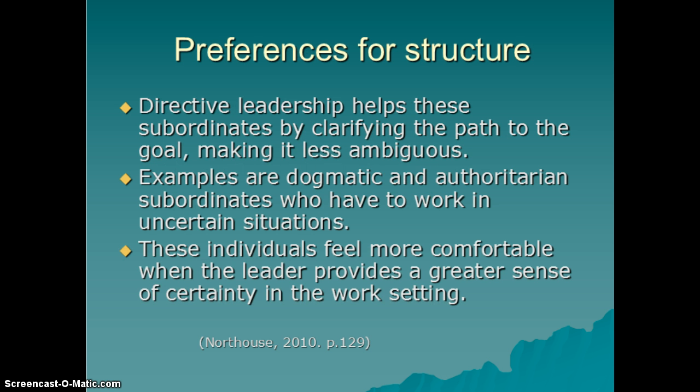Subordinates who have preferences for structure prefer to have a directive leadership. It helps subordinates by clarifying the path to the goal, making it less ambiguous. Examples are dogmatic or authoritarian subordinates who have to work in uncertain situations. These individuals feel more comfortable when a leader provides a great sense of certainty in the work setting.